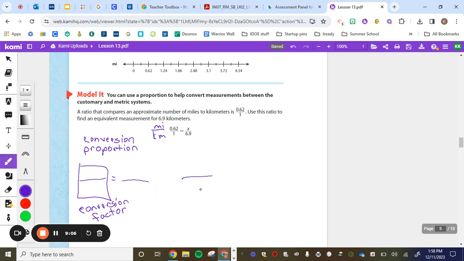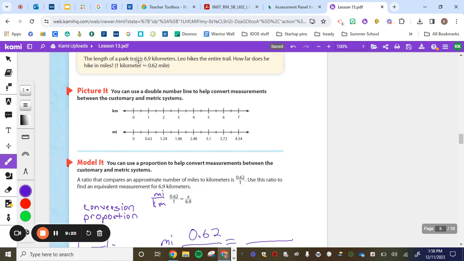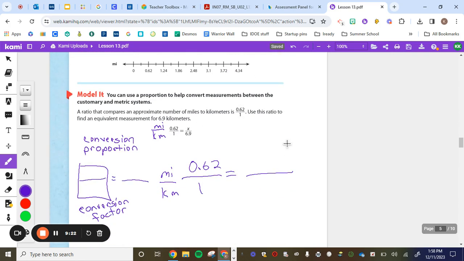So what they did, I'm rewriting theirs. You don't have to rewrite theirs if you don't want to. They knew that miles over kilometers, it was 0.62 miles equals 1 kilometer. And then back in the question, they said he hiked 6.9 kilometers. So 6.9 is kilometers, so 6.9 is the denominator, and then x. And then cross multiply. And when we cross multiply, we will get 4.278, and that would be miles.